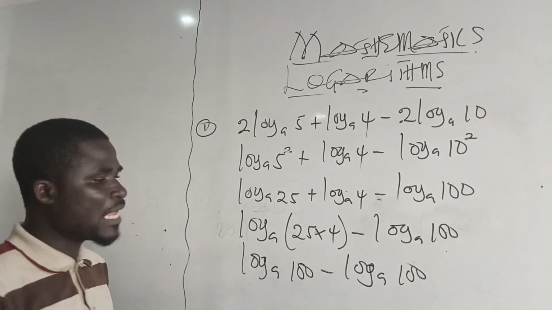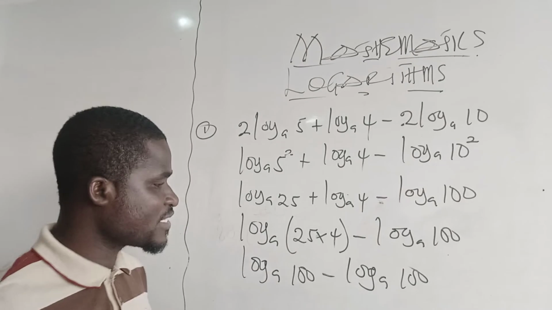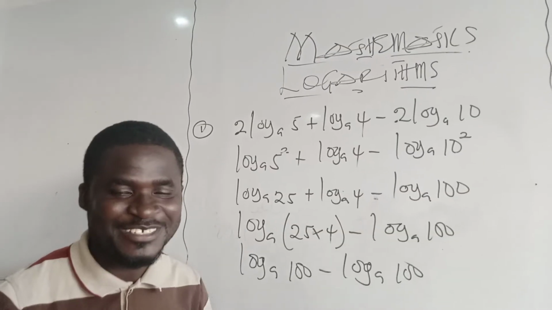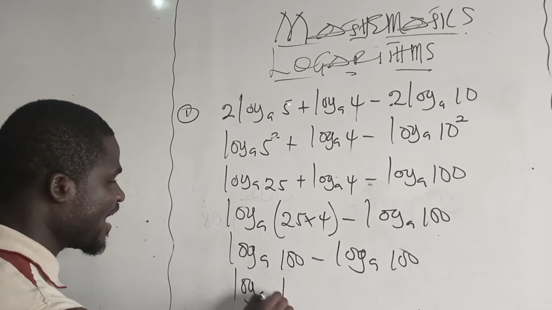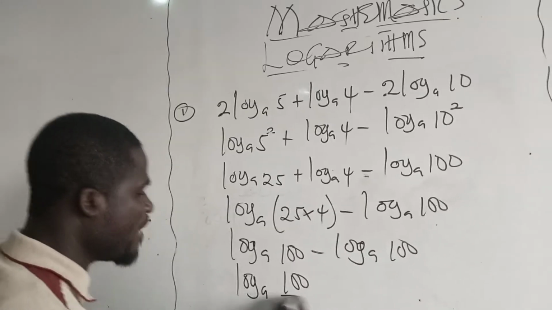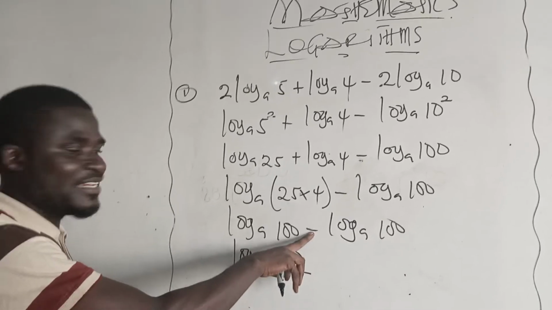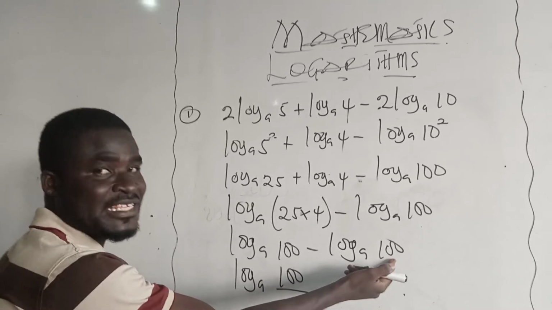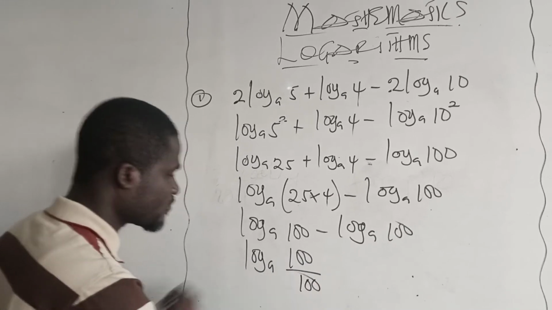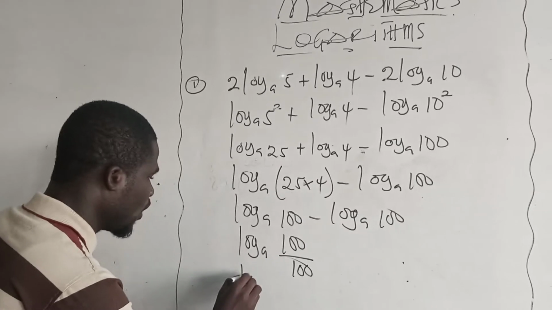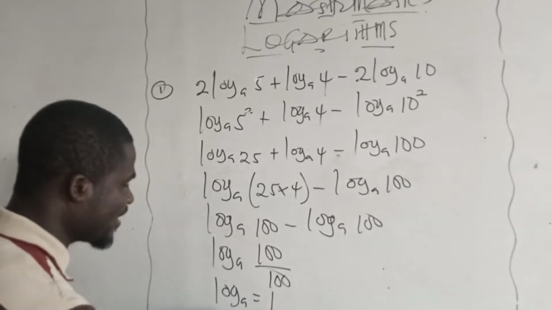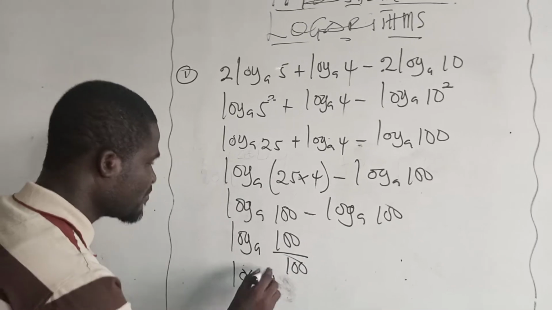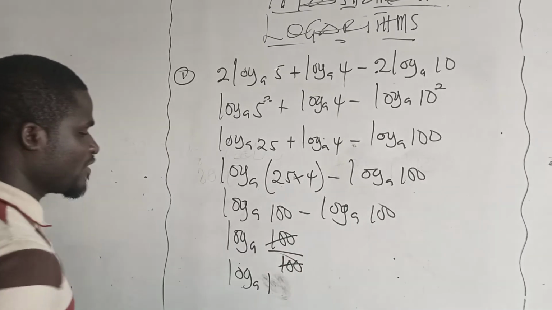Good. Now let's apply the second law. The second law says that we should what? We should divide. So you're going to have log a 100, this 100, minus this one, this subtraction, this 100, so 100. So we're going to have log a equals 1, log a 1, because 100 will cancel 100, which will give us 1.